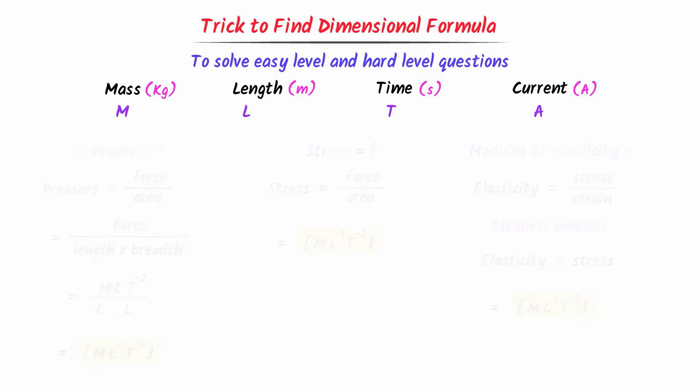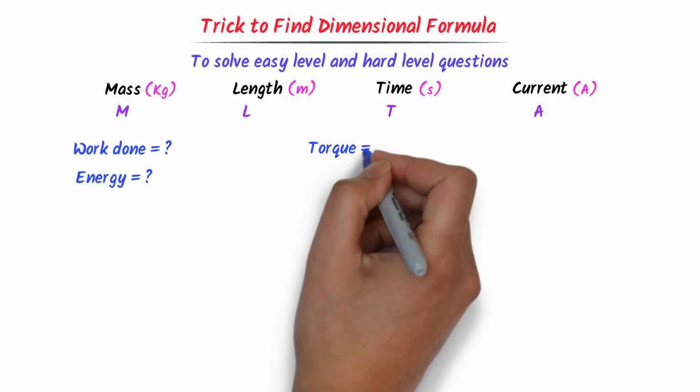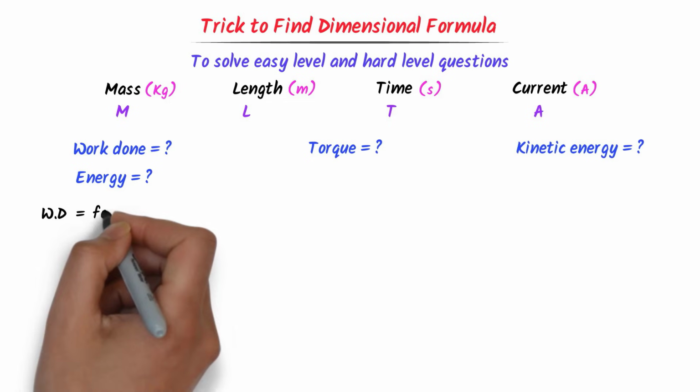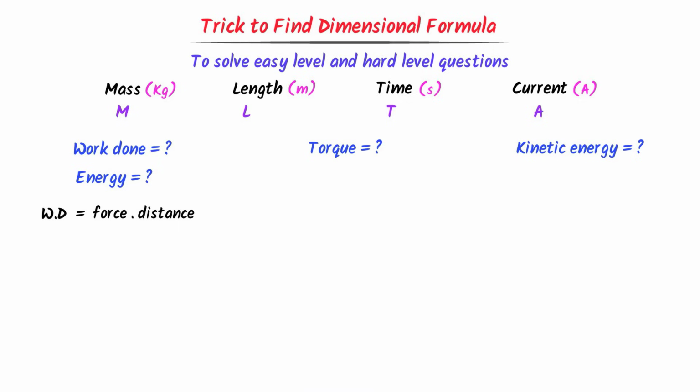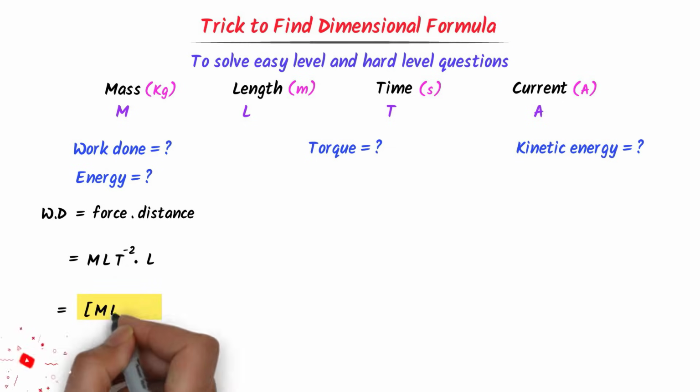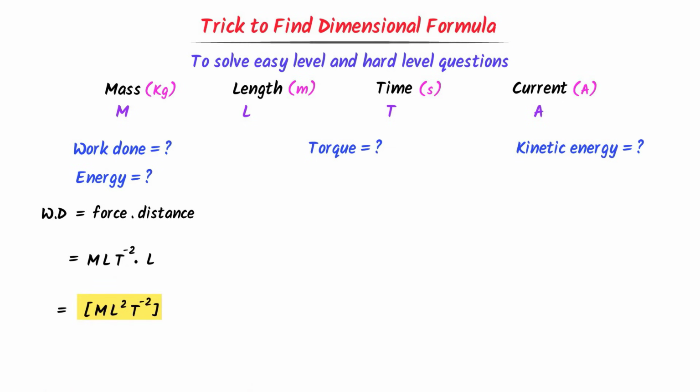Secondly, find the dimensional formula of work done, energy, torque and kinetic energy. Well, work done and energy are two faces of the same coin. We know that work done is equal to dot product of force and distance. We have already calculated the dimensional formula of force, which is M L T^-2, and the dimensional symbol of distance is L. I get M L^2 T^-2. Hence the dimensional formula of work done and energy is [M L^2 T^-2].